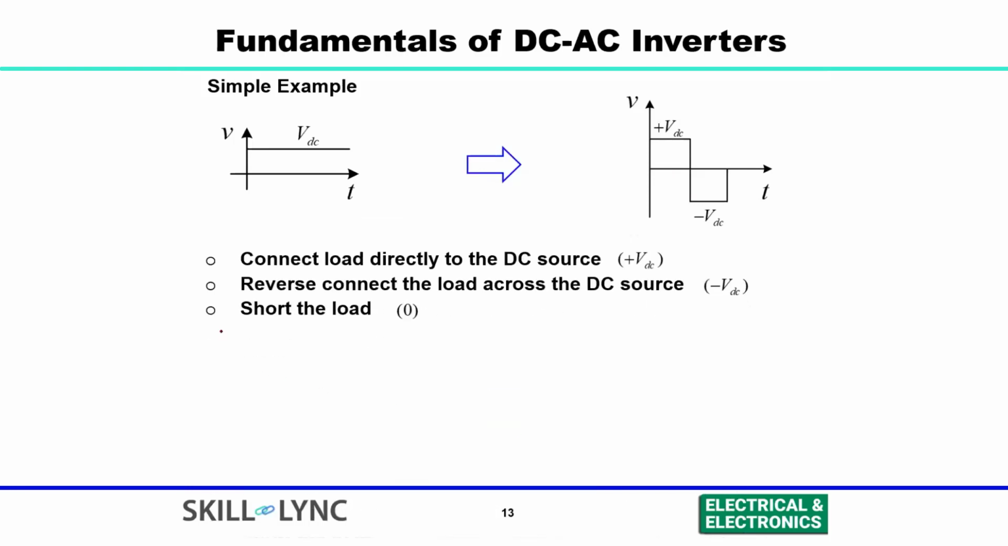So what do we understand from this? First, connect the load directly to the DC source, and second, reverse connect the load across the DC, which means you are applying minus VDC. And to get the remaining portion, we need a zero state. You just short the load, so it will be zero. So these are the three possible states we need: plus VDC, 0 and minus VDC.